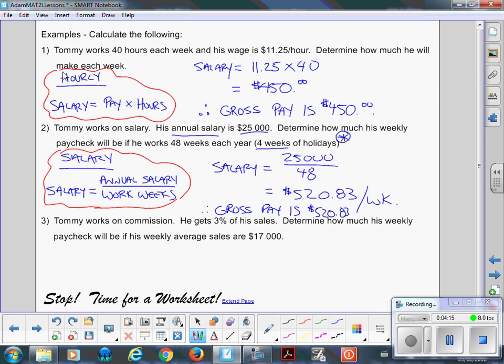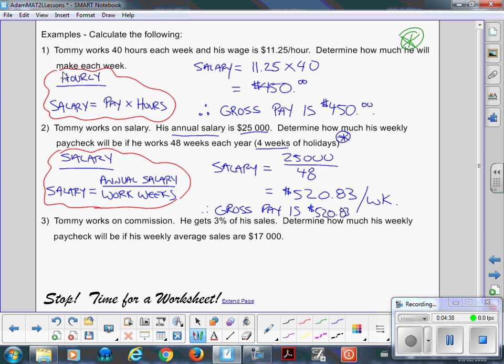When Tommy was up here for hourly, if he doesn't get 40 hours, he's not going to get $450. So it depends on how many hours are available at that particular job. Whereas with number two, with a salary, it's guaranteed $520.83. That's his paycheck every time. Okay? Finally, Tommy decides on commission or look at commission.